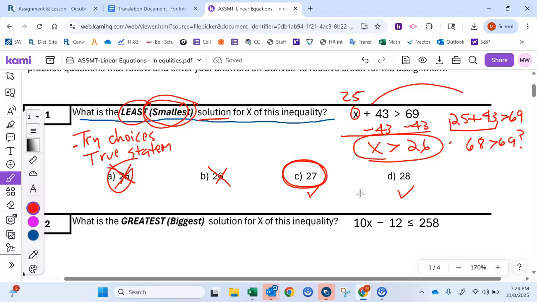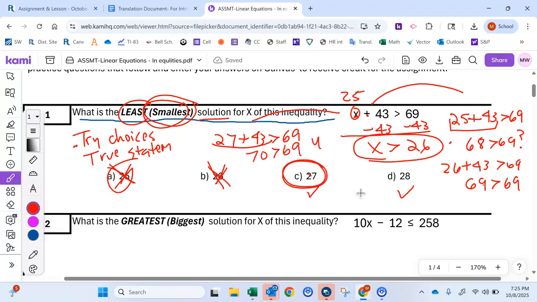So that's wrong. Then I'm going to try 26, and I get 26 plus 43. Is that greater than 69? Well, that actually is 69. So it's equal, but it's not greater. So that's gone. Then I try 27, and 27 plus 43 together would be 70. Is that greater than 69? Yes. Okay, so that's a solution. And 28 should work if 27 works, but since 27 is the smallest, I can pick that.